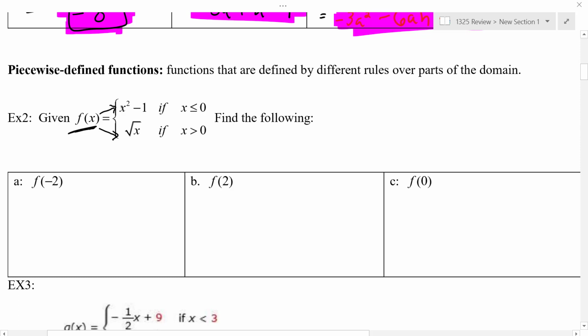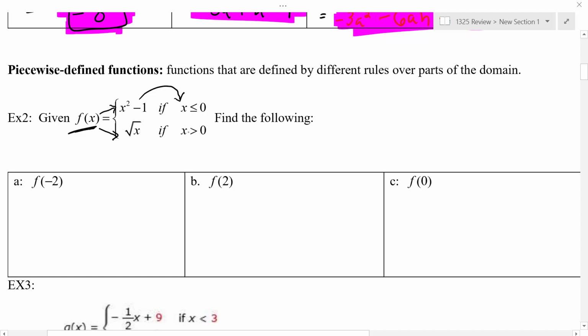The top rule or equation is x squared minus 1, and the bottom rule or equation is the square root of x. We are only allowed to use these equations under certain conditions, and those certain conditions are given after the word if. So we're only allowed to use that top equation if x is less than or equal to 0. So we call these domain restrictions.